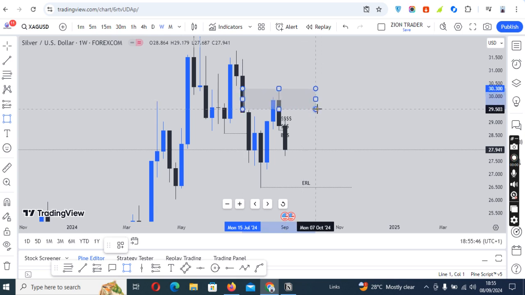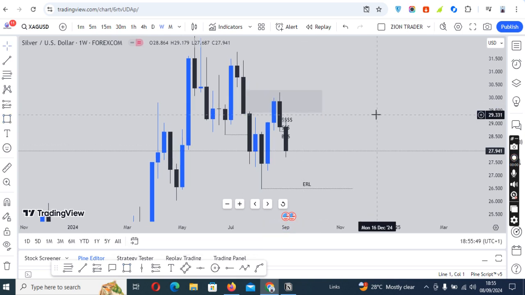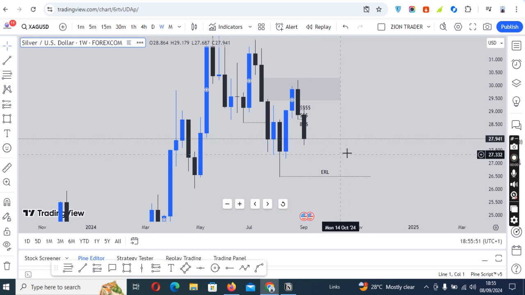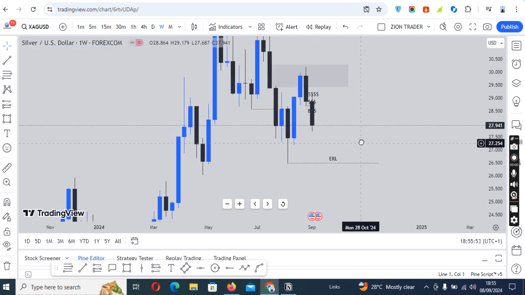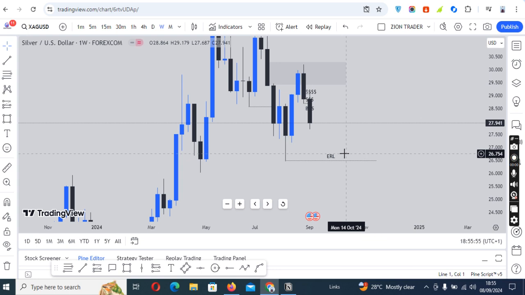Into a fair value gap, and this fair value gap is at premium. So what we are anticipating is for price to continue this sell to take out the external range liquidity residing below this low right here. It's simple, guys. This one is very clear and easy.